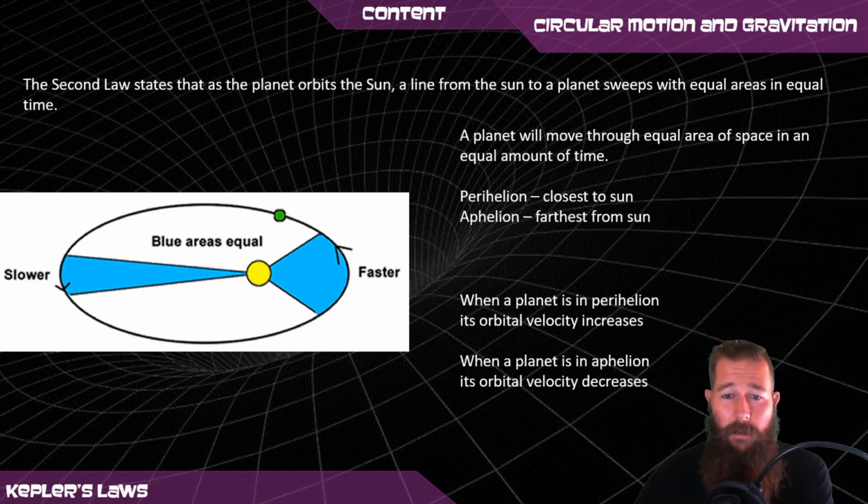to the planet sweeps equal areas in equal intervals of time. So observing this diagram, you can see that this area here is equal to this area here. Even though the planet is closer to the sun at this point, it travels a lot faster. Compared to where the planet is furthest from the sun, it travels a lot slower.